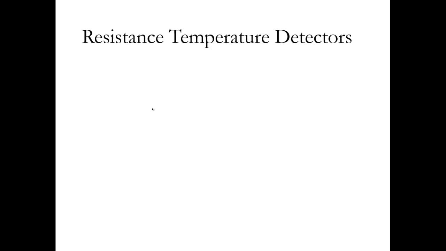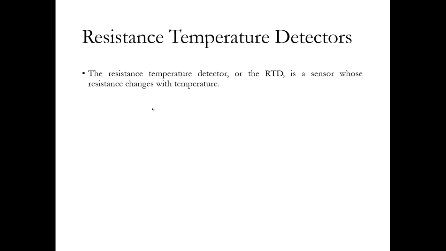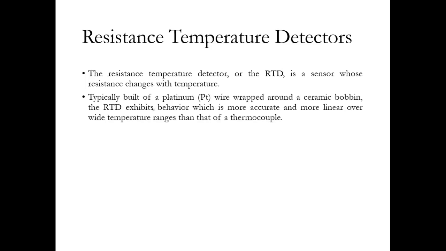Then another part of the similar thermistors is resistance temperature detectors, or RTDs. So obviously it's again a sensor whose resistance changes with the temperature. They're typically built of platinum wires wrapped around a ceramic bobbin. So its behavior is more accurate and more linear over wide temperatures than that of a thermocouple.